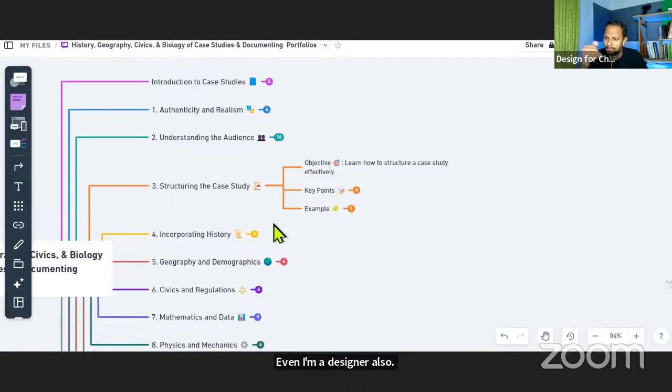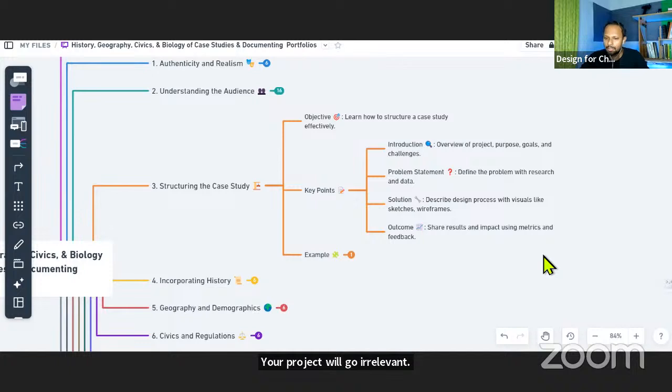Because you have not understood the medium or the tool with which you're building this project. You have not really understood who is going to review your project, what is their need. You have not understood what your skill is which you need to put there. If these things are not there, your project will go irrelevant. Your application will go irrelevant. That's why learning to structure a case study is very important.